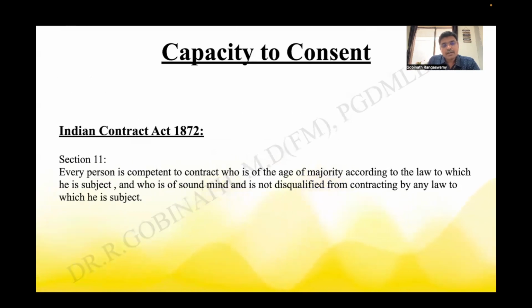What does Indian Contract Act Section 11 say? Every person is competent to contract who is of the age of majority according to the law to which he is subject, and who is of sound mind and is not disqualified from contracting by any law to which he is subject. So the person's age should be more than 18 years in India, which is the age of majority, and then he should be of sound mind, and he should not be disqualified by law from entering into a contract. Such a person is considered a competent person.